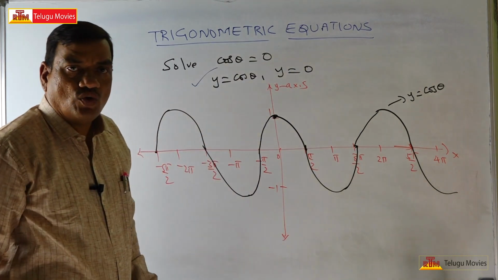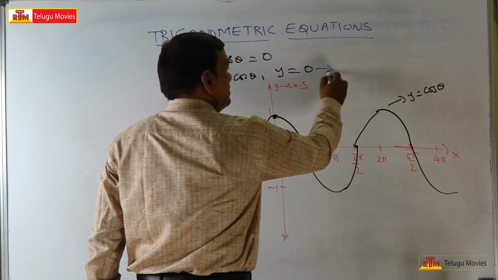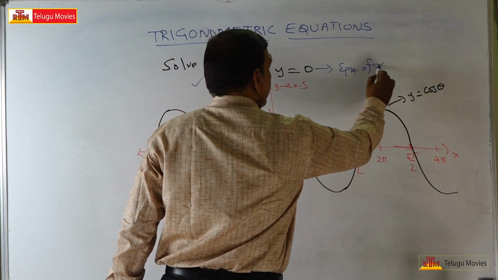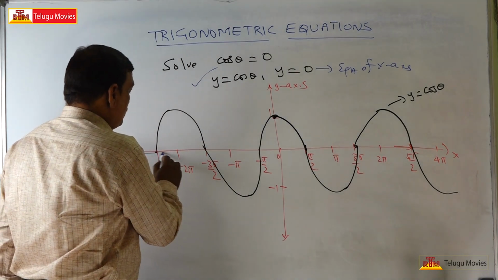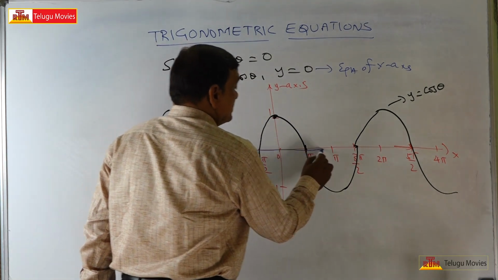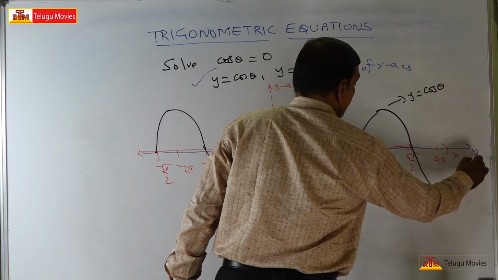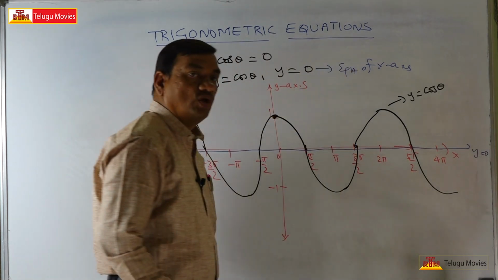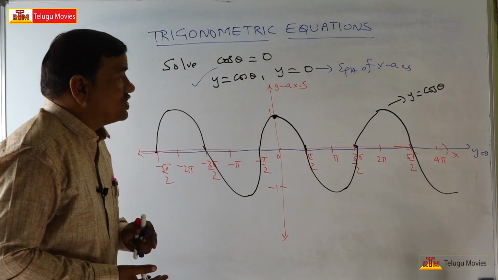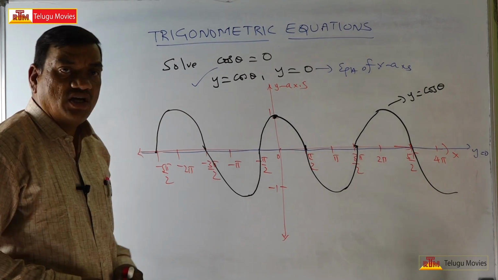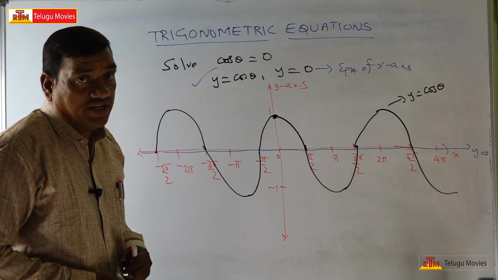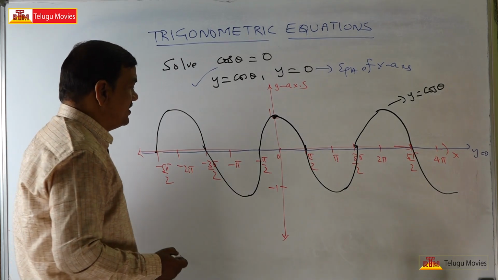What about y is equal to 0? Y is equal to 0 is nothing but the equation of the x-axis. This is the x-axis, this is y is equal to 0. We know the points of intersection of cos theta and y is equal to 0 give the solutions of that trigonometric equation. So check where it intersects.